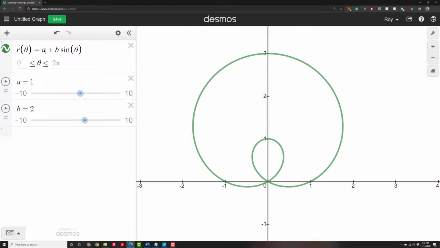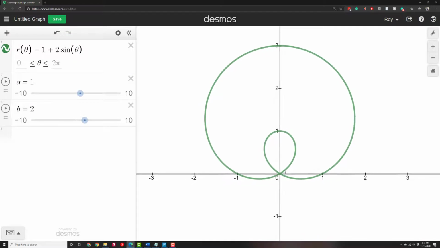Well, if you can imagine it, we're saying that a is 1 and b is 2. At some point when you're drawing, specifically when the sine starts to go negative, you're going to start subtracting something from that 1, and that something can be all the way up to 2. So you're going to start throwing rocks behind you, and that's where we get this inner loop here. That's where we get this loop back.